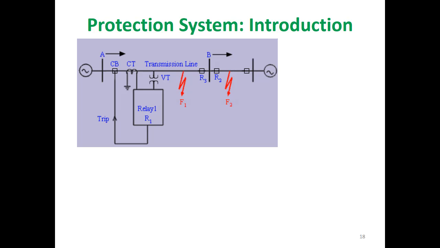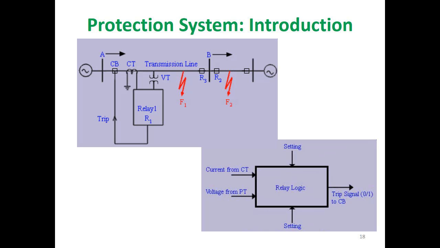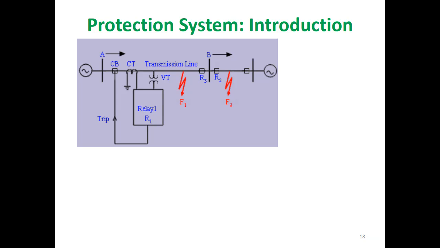Let us see a brief introduction, very little. I will just introduce a general scheme of a protection system, what the components are and how it behaves. Now we can see in the first figure a protection scheme for a transmission line, where we have CTs and VT. CT and VT are the sensors, the transducers.